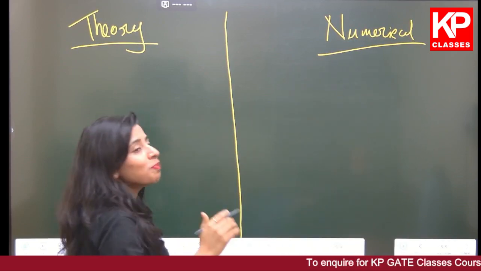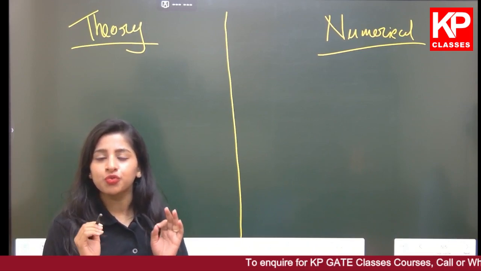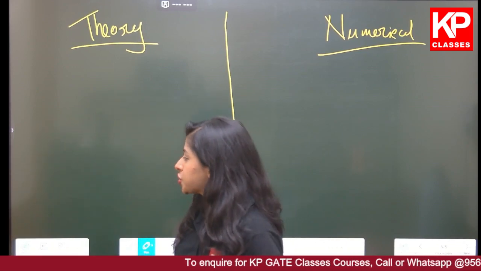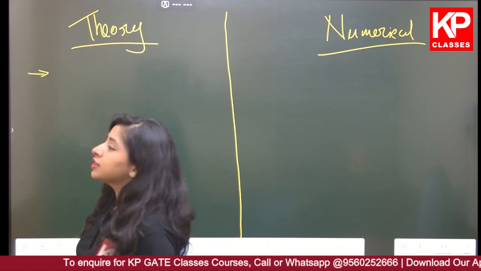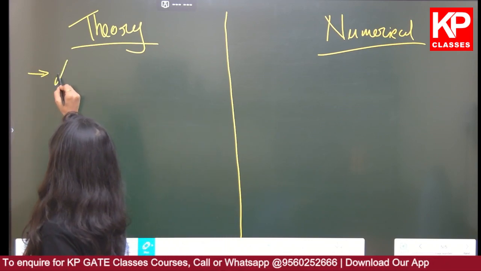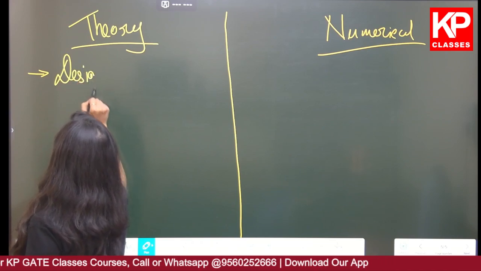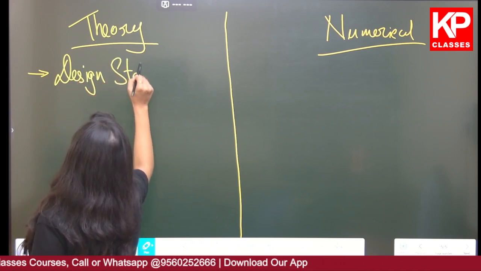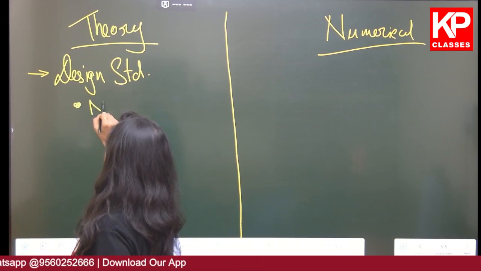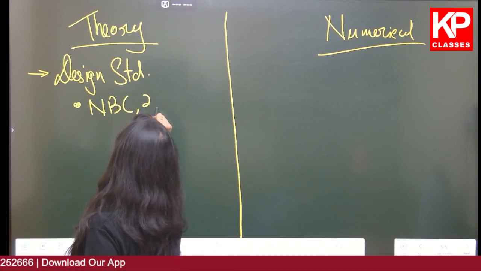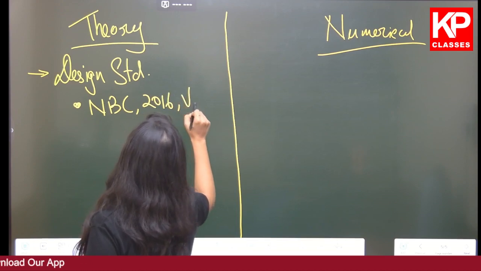Okay, so these are the two parts from which I'm going to tell you a few very important topics that you have to focus on, from which questions are expected every year. First, in theory, design standards. Design standards from where? First, NBC. You all are aware of what NBC is, 2016, Volume 1.